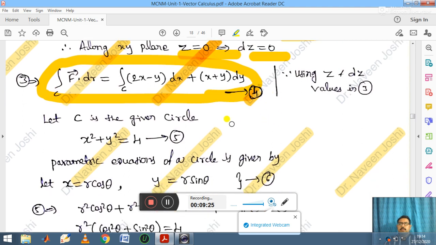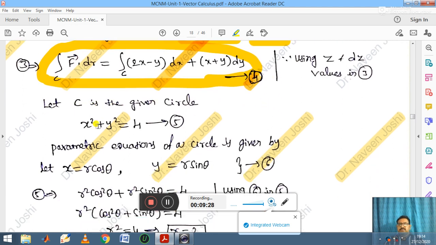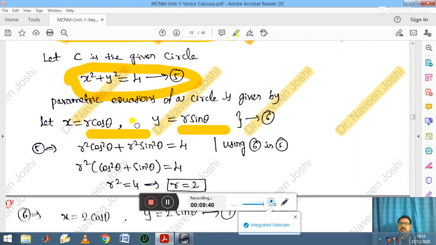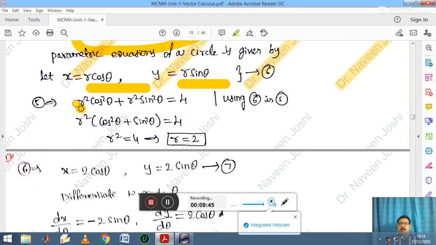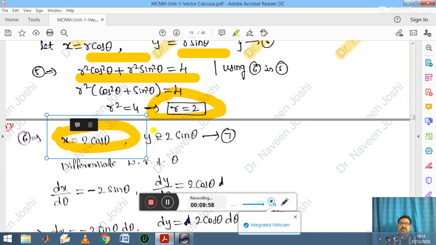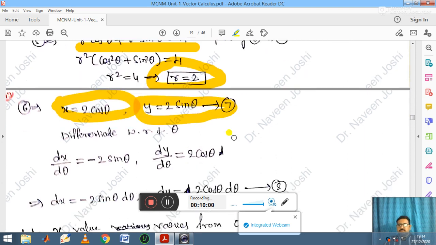Okay, then they are given the equation of the circle, that is x square plus y square equals 4. So let's convert here. We know the parametric equations, x equals r cos theta, y equals r sin theta. Then use x and y in equation 5. Therefore r square cos square theta plus r square sin square theta equals 4. So it gives r value 2. Use this r value 2 in equation 6. Therefore you can write x equals 2 cos theta, y equals 2 sin theta. This is your equation 7.